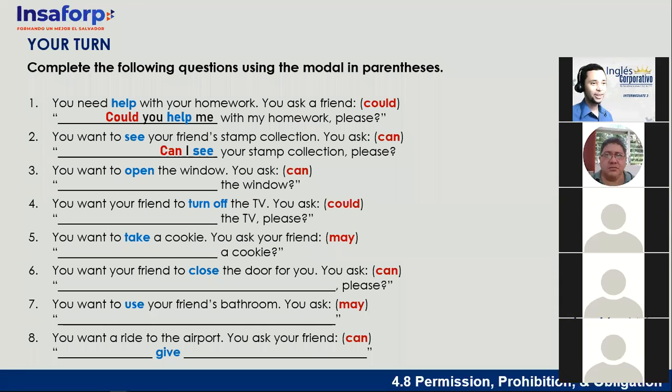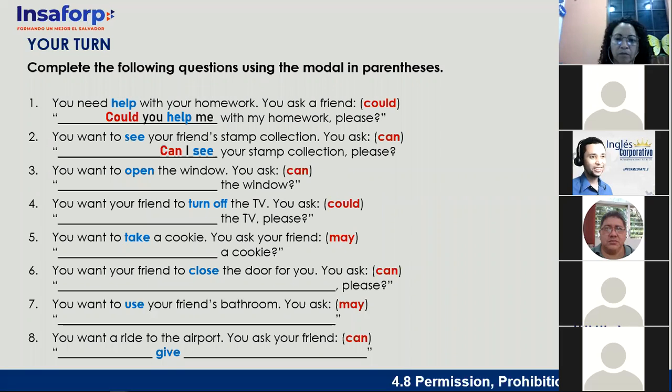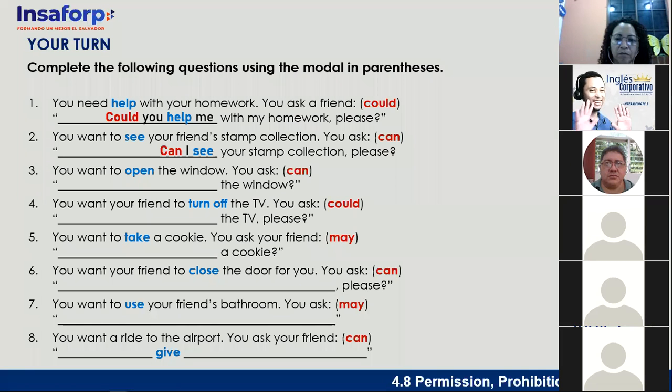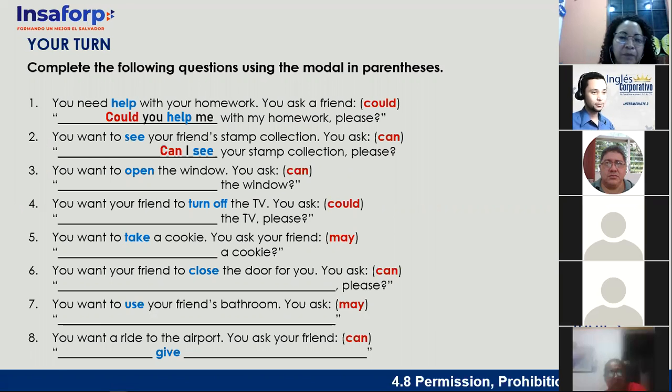Rodrigo acaba de participar, así que ladies first. Vamos a darle oportunidad a Neidy, luego a Zulma. Neidy, okay. Number three, please. You want to open the window, you ask. Can you open the window?